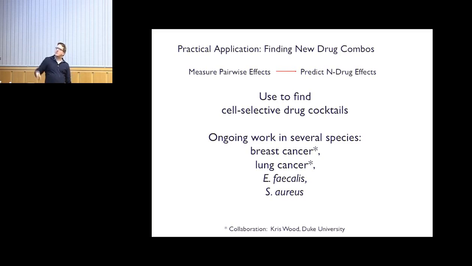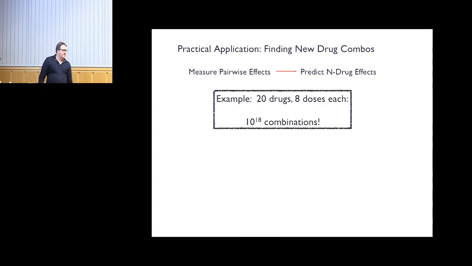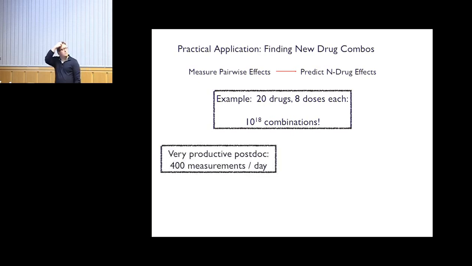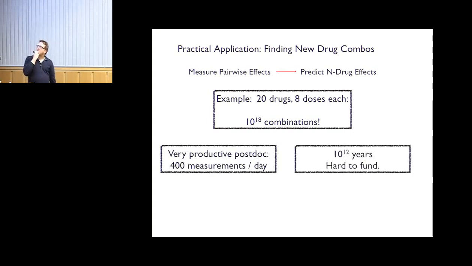We're also doing it in a couple lung cancer and breast cancer cells. And we've started it with Staph aureus, with Philippe, my old advisor. Just to give you an idea, though, let's say we had 20 drugs and we want to do 8 dosages each. So there's 10 to the 18th different combinations we would need to measure. So let's say I hired a really good postdoc who could do 400 measurements a day. It's going to take this person about 10 to the 12 years to finish this experiment, which is really hard to fund. So this is no good.